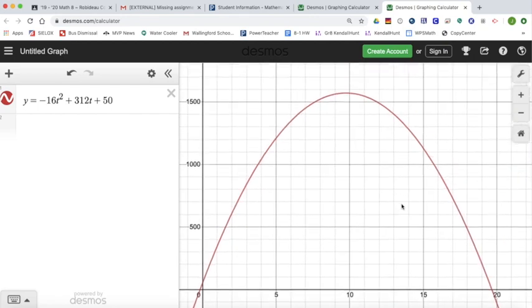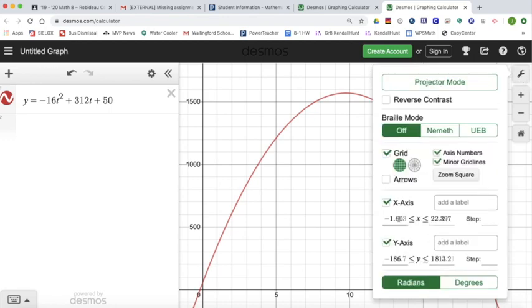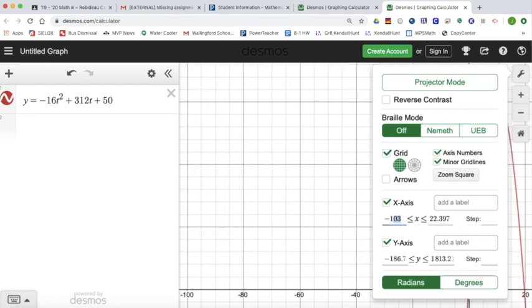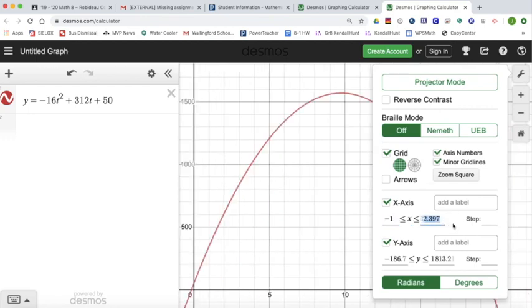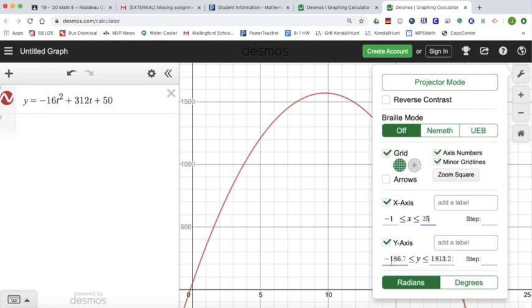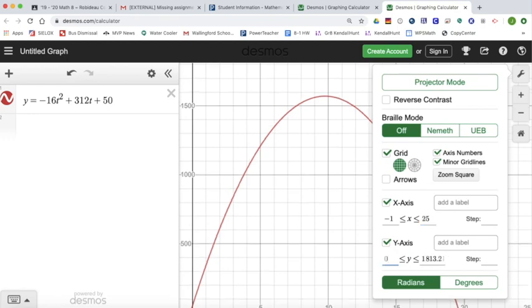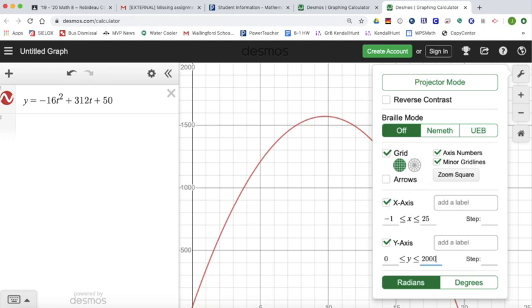Remember, this is graphing the height of a cannonball, not the cannon. So think about the ball starting here, going up, up, up, arcing, and then going back down to Earth. It's almost like you can see the actual path of the cannonball. All right, so let's just change it to what the assignment wanted us to go, from 0 to 25. I guess I'm going to do negative 1. They can't stop me. So negative 1 to 25, and then from 0 to 2000.